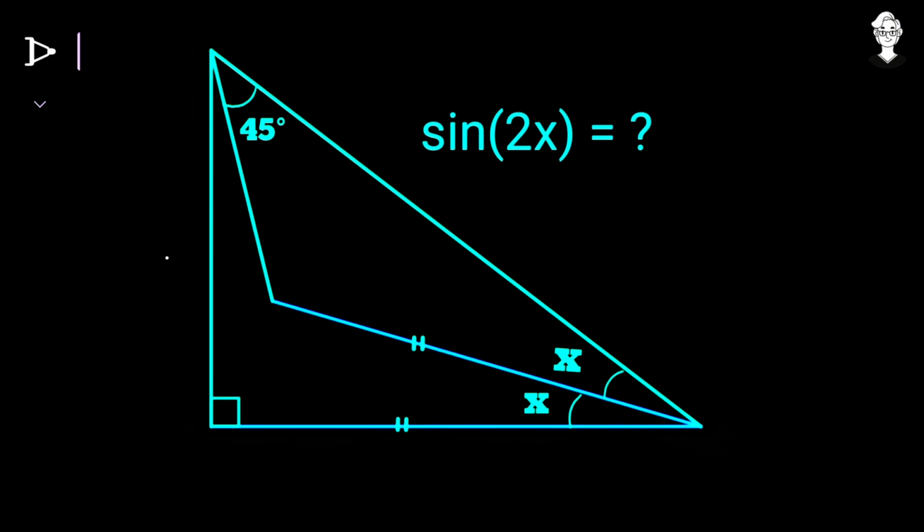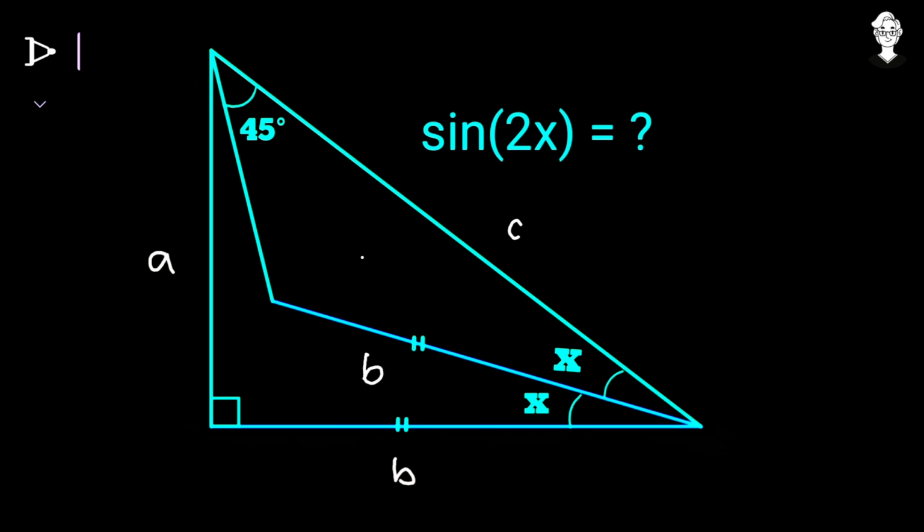So let the height of this right angle triangle be equal to a, and let the base of this right angle triangle be equal to b, and let the hypotenuse be equal to c. Now as per this given data, this line segment has a length that is equal to that line segment. So one of them we have considered the length as equal to b, so the other is also going to have a length that is equal to b.